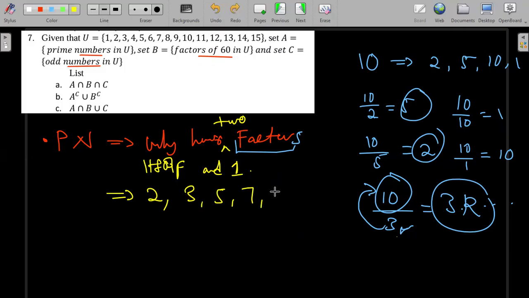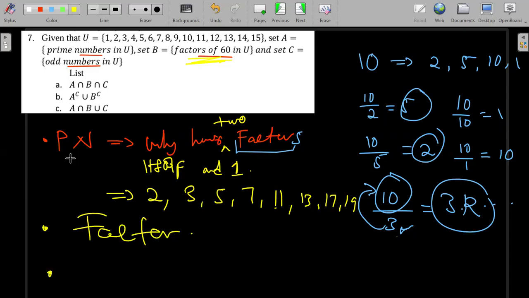So the next ones from here will be 11, 13, 17, 19. Those are prime numbers. And then what are factors? Factors I've already explained here. A factor is just a number that would divide into a certain number without leaving any remainder. So that's what a factor is.